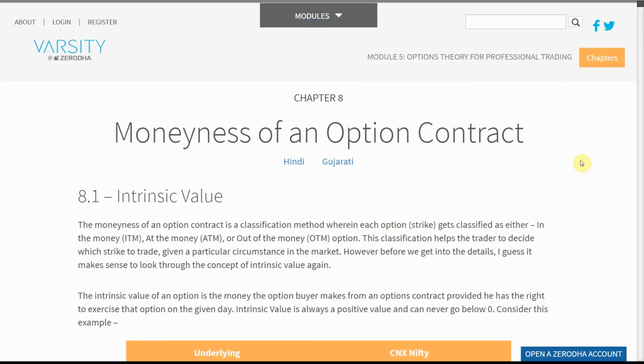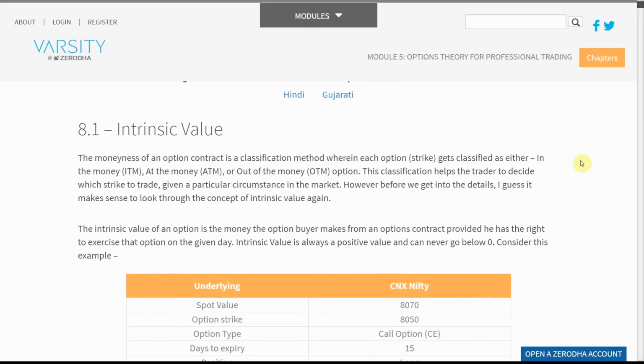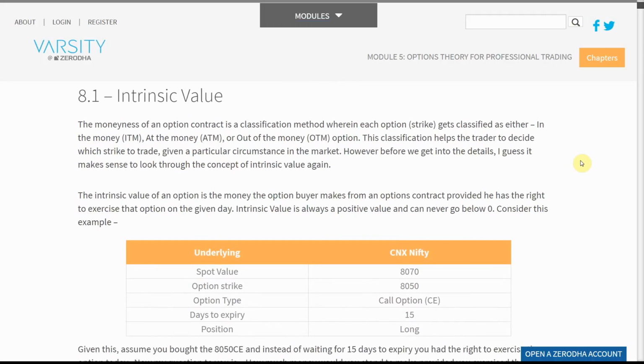Chapter 8. Moneyness of an option contract. 8.1 Intrinsic value. The moneyness of an option contract is a classification method wherein each option strike gets classified as either in the money (ITM), at the money (ATM), or out of the money (OTM) option. This classification helps the trader to decide which strike to trade, given a particular circumstance in the market.